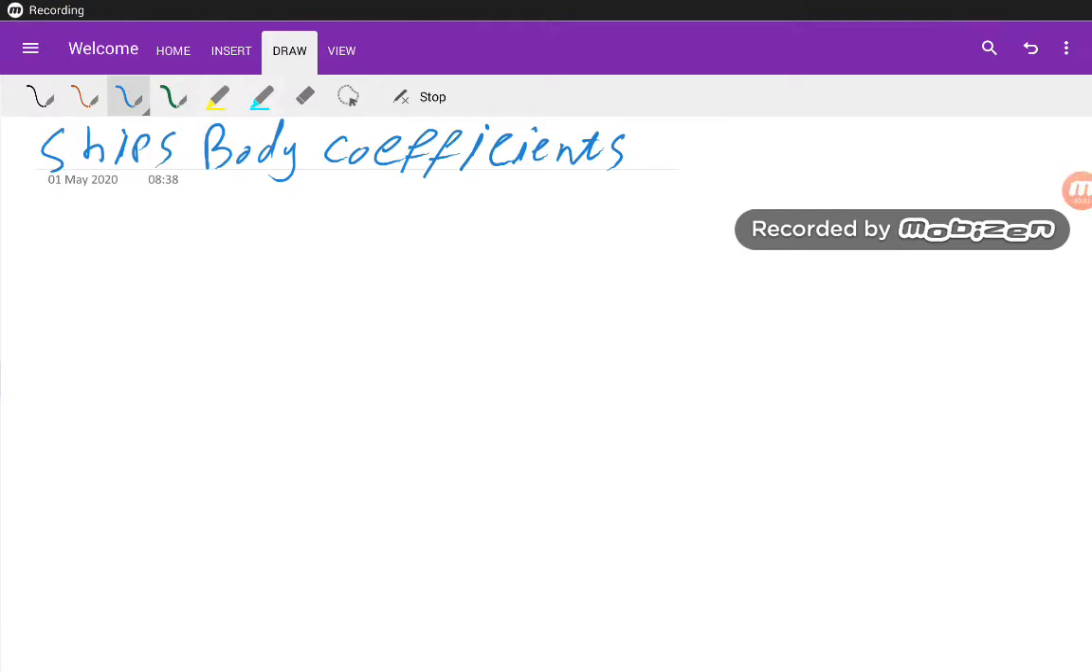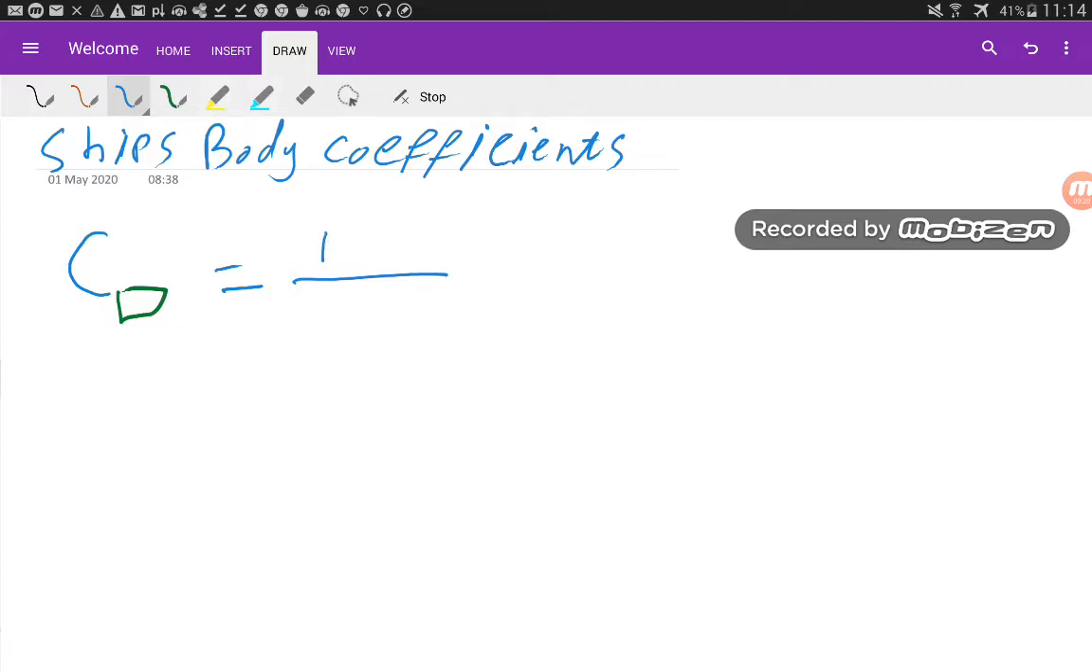Okay, let's talk about ship's body coefficients. We identify the coefficients by a capital C and a subscript letter. All of the coefficients are ratios and they have no units, so you just have to check what is in the numerator and what is in the denominator.